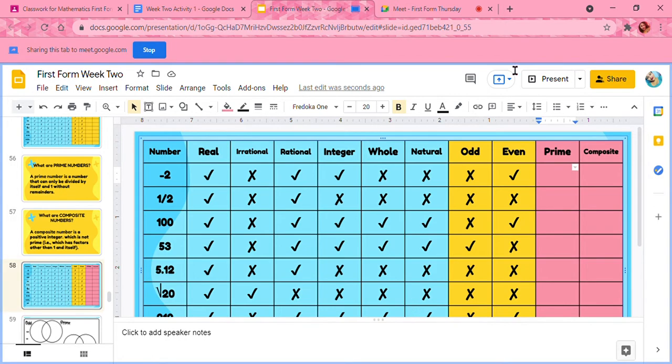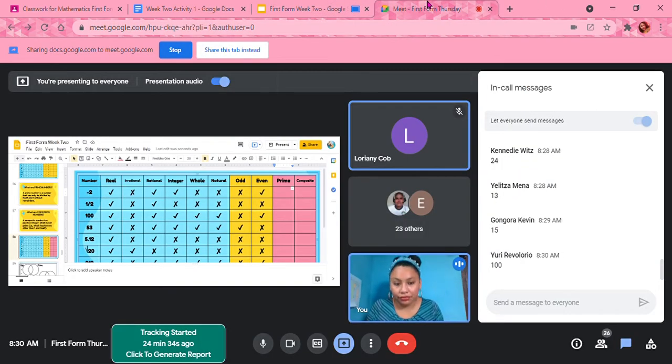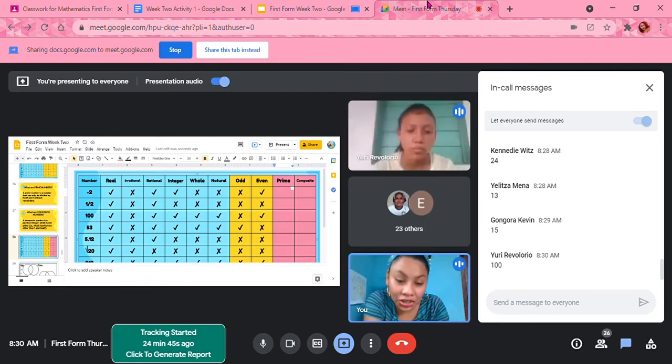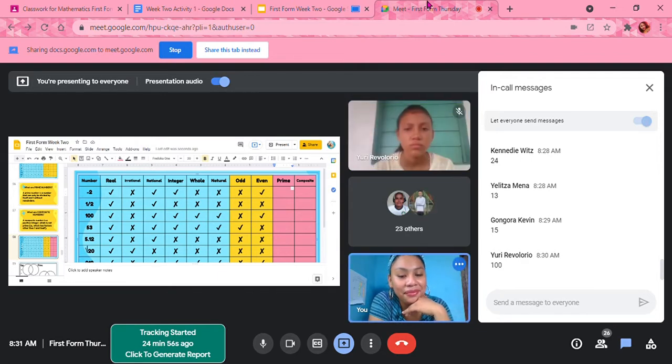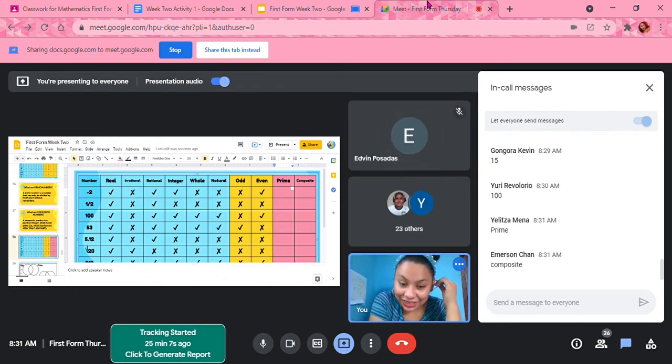Now, let's look at -2. Is -2 a prime or a composite number? Or is it both? Or is it none of them? Both. None of them. Let's think about it. Let me go back. Prime. Let me go back. Composite.